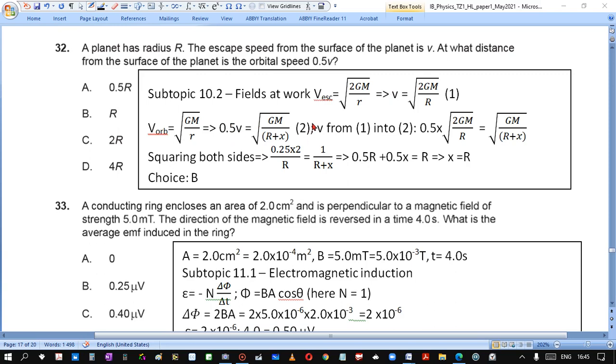So we have equation 2, and we can substitute the expression for v from equation 1. So v from 1 into 2, we get this. We square both sides and we find that it happens at this radius, so it is B.